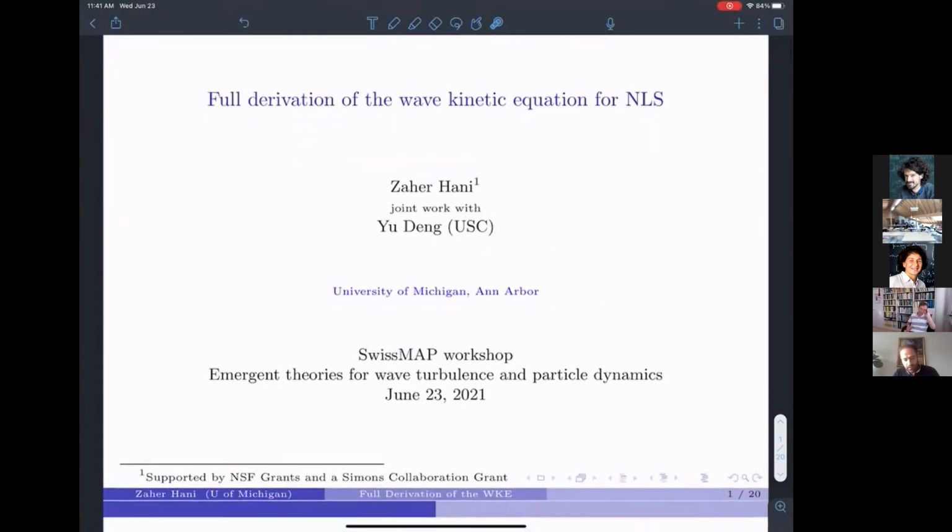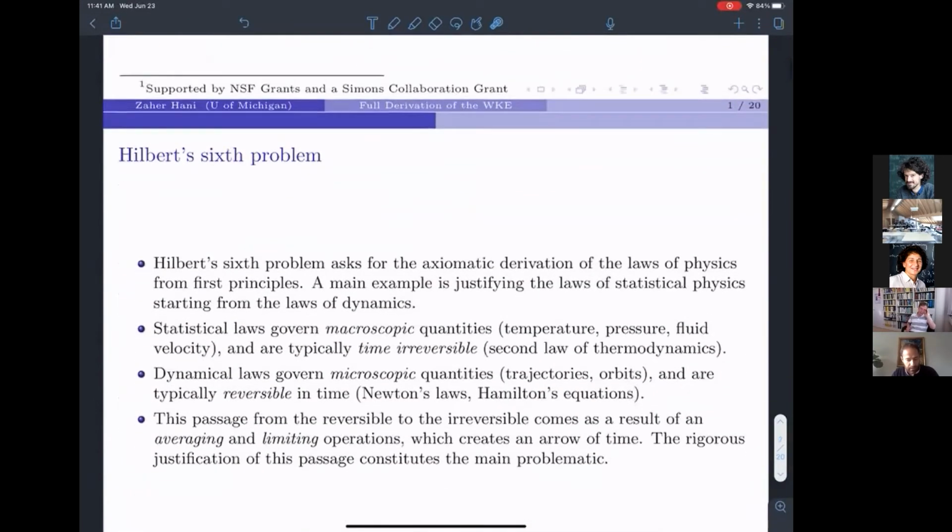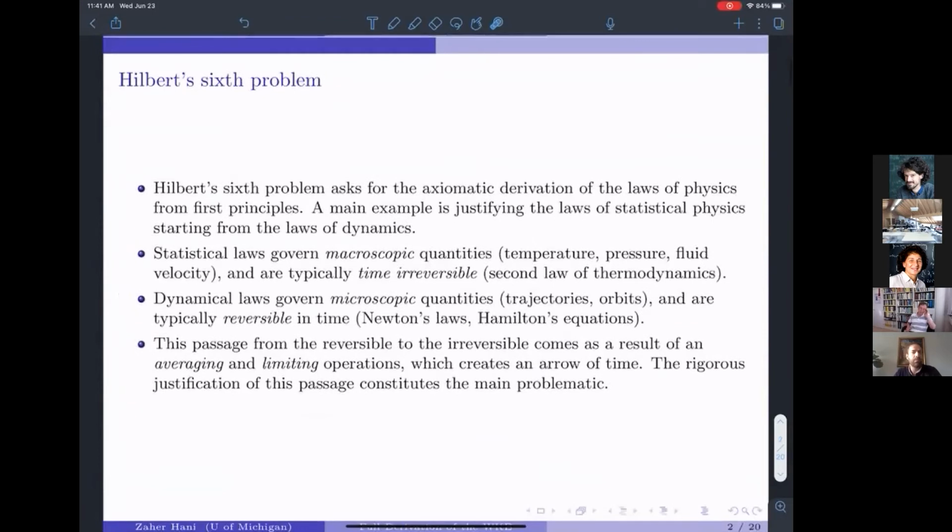So I'll be talking about the full derivation of the wave kinetic equation for NLS, and what we will be discussing falls under the umbrella of Hilbert's sixth problem. Hilbert's sixth problem asks for the axiomatic derivation of the laws of physics from first principles, and a main example of that is justifying the laws of statistical physics, starting from the laws of dynamics, taking those as first principle.